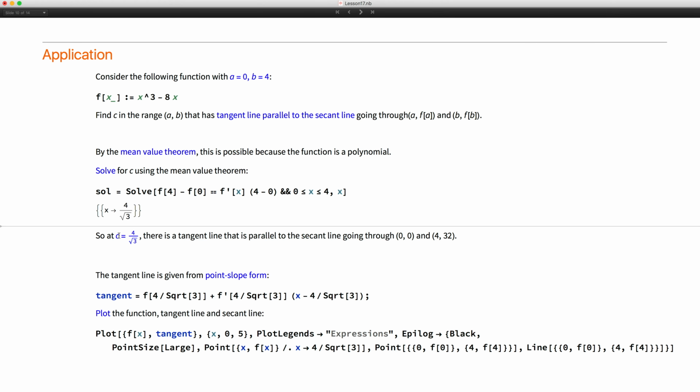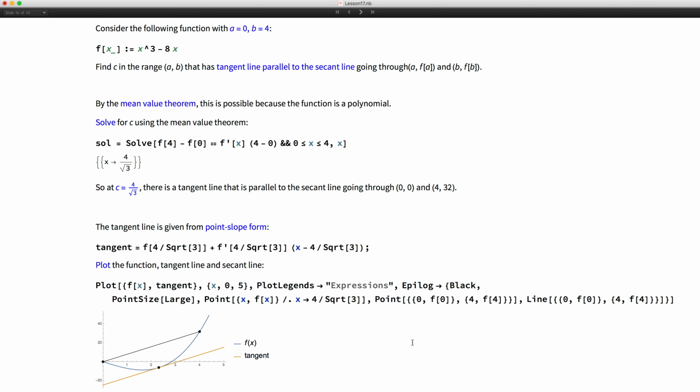So at that value of x, we actually have a tangent line that is parallel to the secant line through the two endpoints. Now let's check that with the tangent line and a plot of the curve and tangent line. You can see that the secant line over here has the same slope as the tangent line over there.